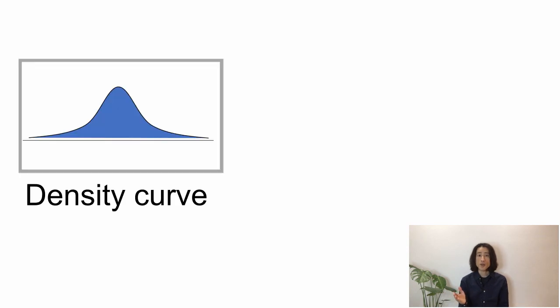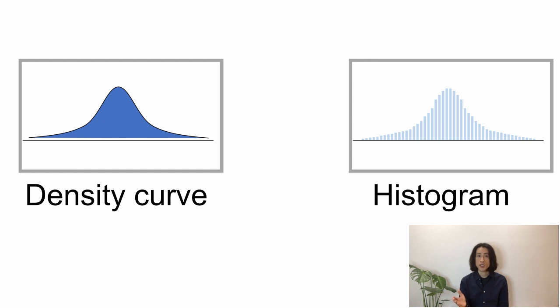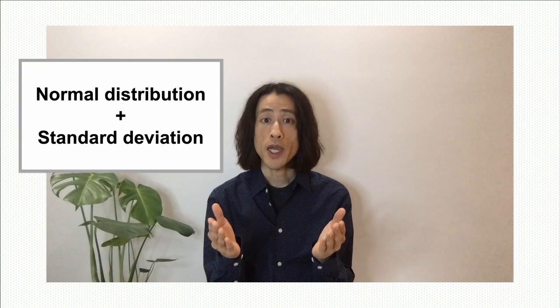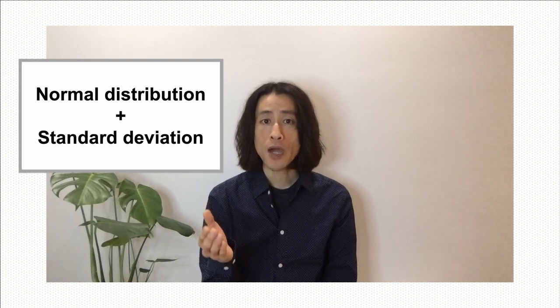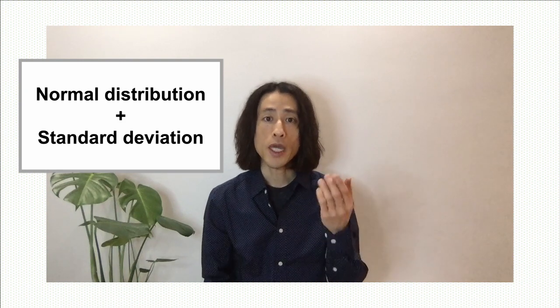This kind of curve is called a density curve, whereas the bar chart I was using earlier is called a histogram. There are two different ways to visualize the same data points. One way of analyzing a normal distribution is by looking at its standard deviation. I will do another video and explain how to calculate standard deviation, but in this video I would like to give you an intuition of how to make sense of it.